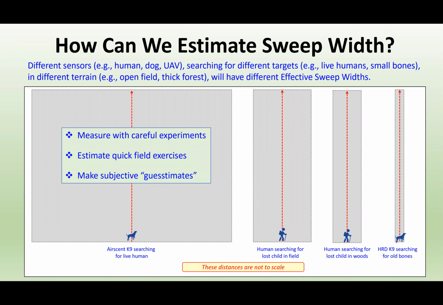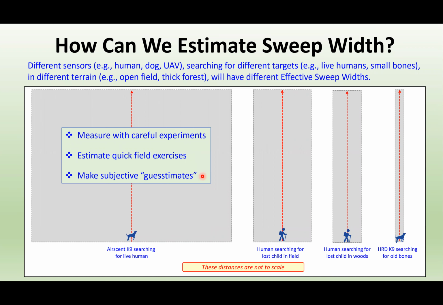In general, there are 3 ways to come up with or estimate sweep width. The first way is by performing careful field experiments, not the quick AROD exercises, but very careful, extensive field experiments. And these yield good results, but are very tedious and pretty impractical. Second method is by the quick field exercises that I mentioned, the AROD exercises. And like I said, this is practical for most searches, works well for human searchers, but it really is not practical for canines. At least in my imagination, it's not.